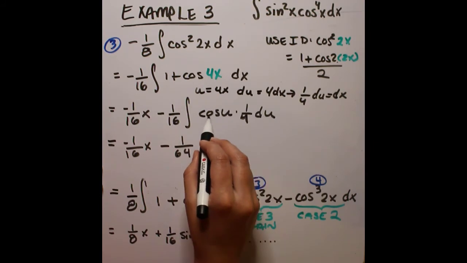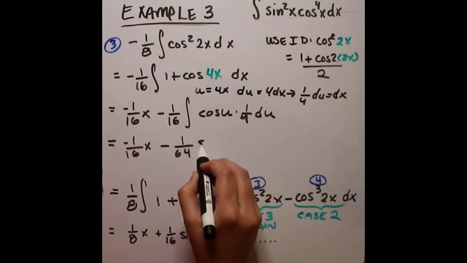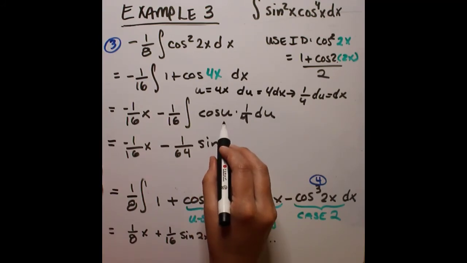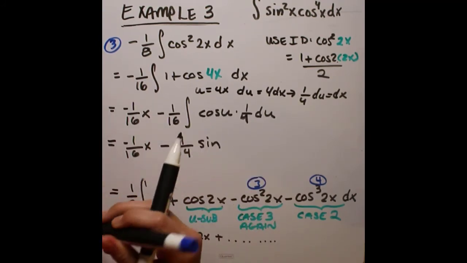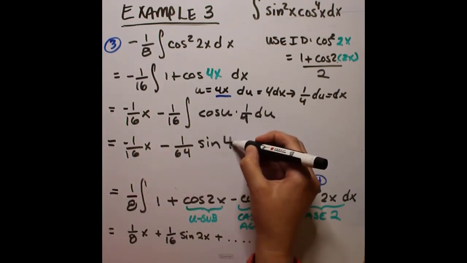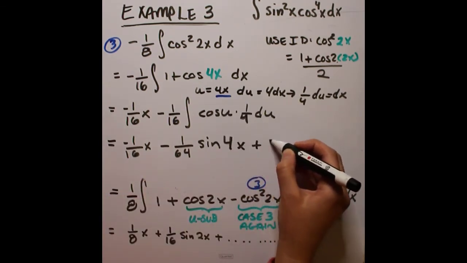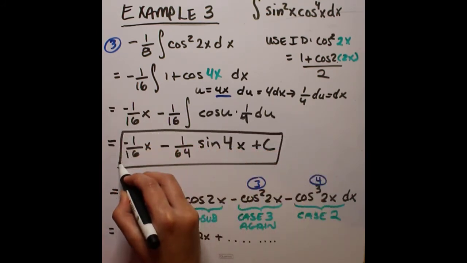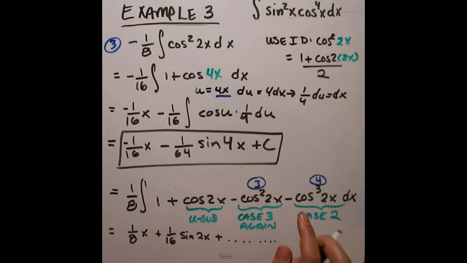And then let's just jump right into it. Integral of cosine is sine. So sine, and then go ahead and put back in what u was. U was right here, 4x. So this is sine 4x. And then we have a plus c. Okay, and that is our part 3 answer. So we're going to do one more, part 4.